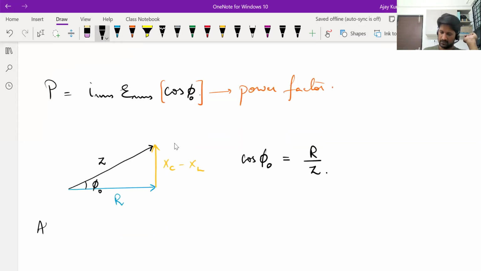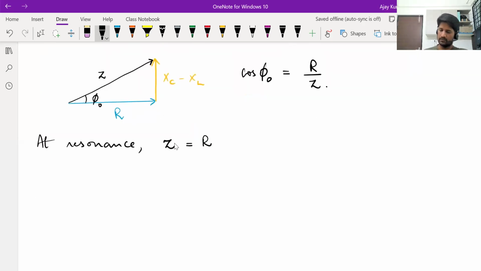At resonance, one of you tell me how much is Z equal to? Resonance means XC is equal to XL. If XC becomes equal to XL, what does Z become? Z becomes equal to R. Then if Z is equal to R, that means the power factor cos phi naught, which is R by Z, becomes 1. Therefore, at resonance, power factor is 1.